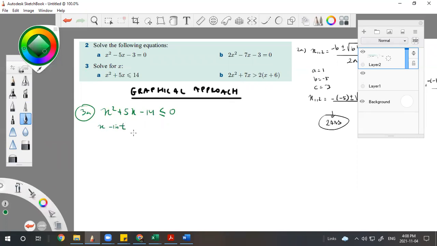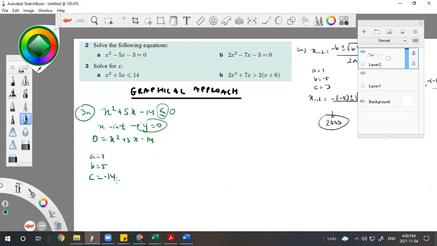Find the x-intercept first. What is the x-intercept? The x-intercept is when y equals 0, right? So 0 equals x squared plus 5x minus 14. Regardless of this inequality, no need to think of the inequality first, later. Now, how do you solve this? Okay, solve with the previous rules. A equals 1, B equals 5, C equals negative 14, right?